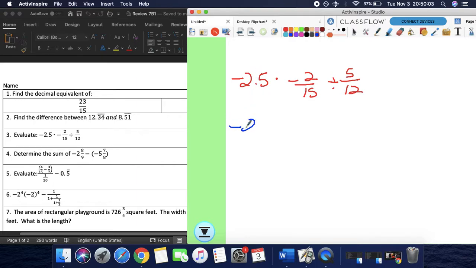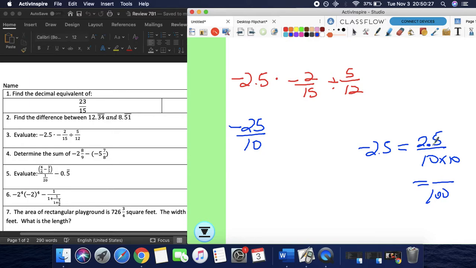So it's negative 25 over 10, right? 2.5 over 10. So this actually becomes negative 2.5, right? It's over 10. Let me write 2.5 on top. But I don't want that decimal on top, so to get rid of this decimal over here, I'm going to multiply this by 10. I get 100. If I multiply 2.5 by 10, I get 25. And that's how I got that number. Let me erase this now. And then that's being multiplied by negative 2 over 15.